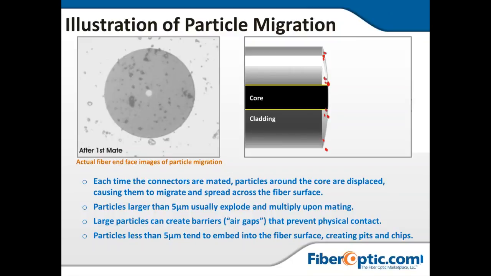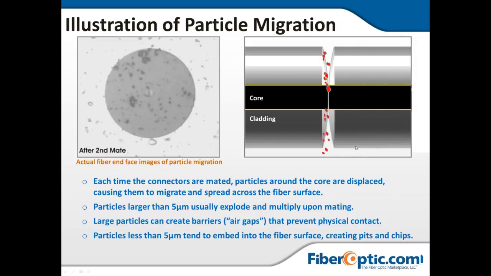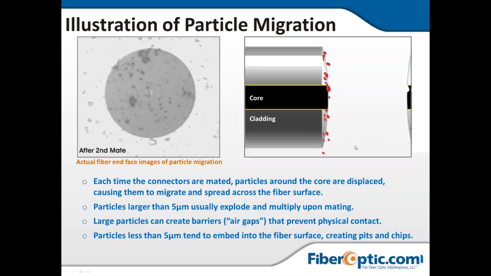So this is showing the first mate. We make a connection, we smash against that, we take big particles after the first mate and break them up, shatter them, spread them further across the ferrule, and then they rest on the connector end face. But we got our measurement. It wasn't great. We're looking at it. We forgot to clean again, so we're going to mate up again, and then the second time, boom, smash it again.